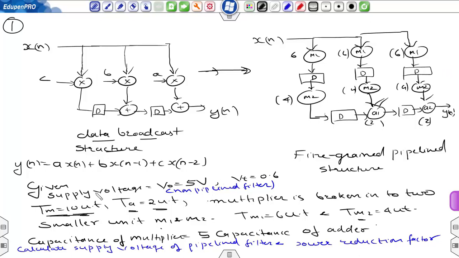Now the given parameters are: supply voltage for the non-pipelined filter is 5 volt, threshold voltage 0.6 volt. This is for the CMOS technology that we are going to use. Computation time of the multiplier is 10 unit time, computation time of the adder is 2 unit time, and the computation times of the smaller multipliers TM1 and TM2 are 6 unit time and 4 unit time. The capacitance of the multiplier is 5 times the capacitance of the adder. You have to calculate the voltage of the pipelined filter and the power reduction factor, so you have to find beta to calculate these two factors. The supply voltage of the pipelined filter is beta V naught and the power reduction factor is beta square.